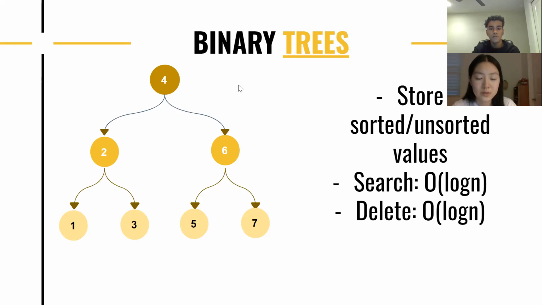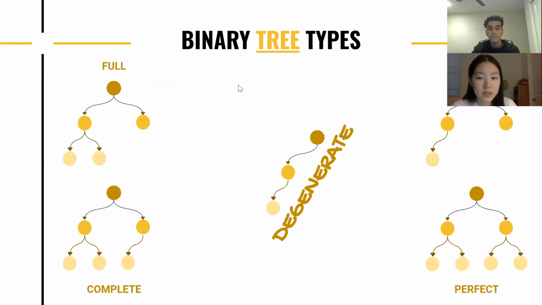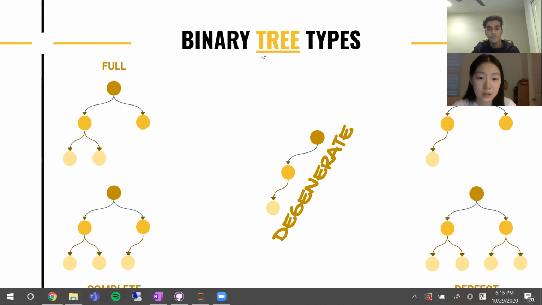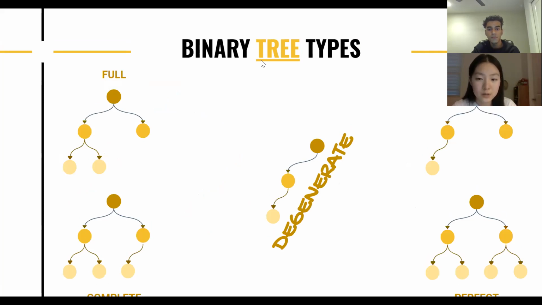Moving on to the different types of binary trees. In a full tree, every node has 0 or 2 children. In a perfect tree, every node has 2 children unless it's in the last row. So it's completely filled. On the other hand, to be a balanced tree, the left-hand side needs to be within one depth level of the right-hand side. So if we had a tree where the left side had a depth of 3 and the right side had a depth of 1, that tree would not be balanced.